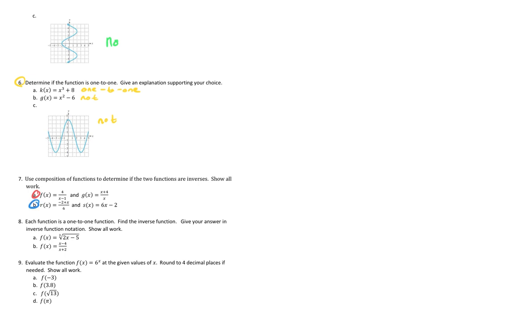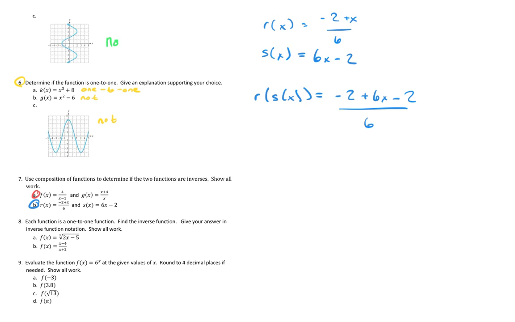Okay, for b, we have r of x equals -2 plus x divided by 6, and s of x equals 6x minus 2. So what we do to check if they're inverses, we plug one into the other. So if we plug s in for r, so r of s of x is going to equal -2 plus 6x minus 2 over 6.